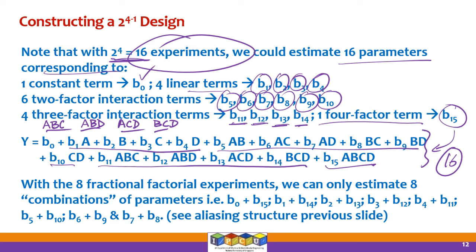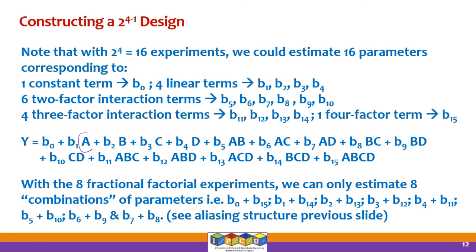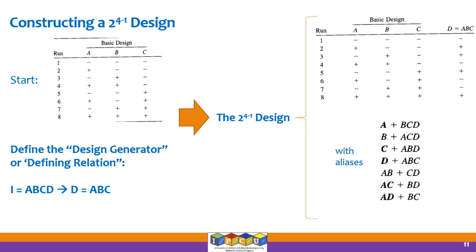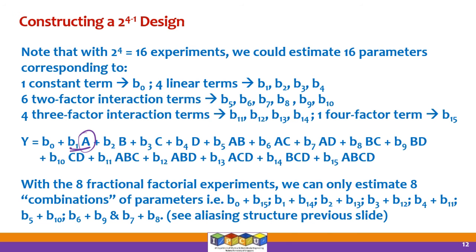And the sacrifices, we have already seen this, because A is aliased with BCD. B1 plus B14 is what I can estimate. I cannot estimate B1 separately and B14 separately. I can estimate only B1 plus B14. All right. So that is the idea.